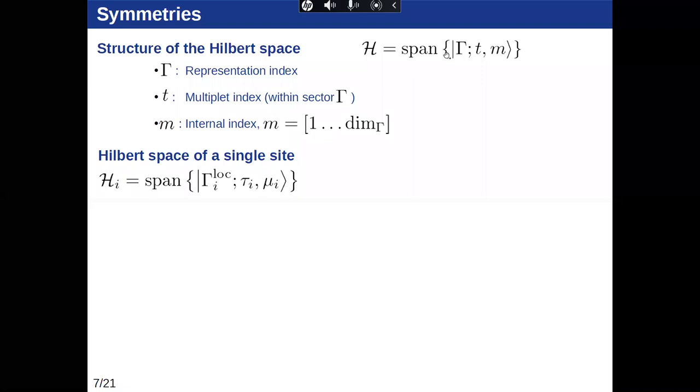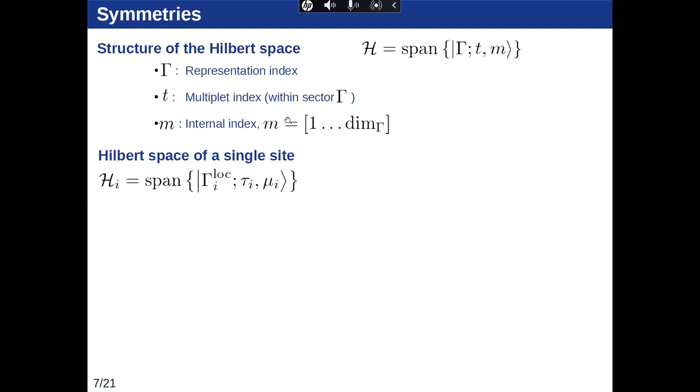In each sector, I have many multiplets. The index t labels the multiplets. And within a multiplet, I have internal states. This is the internal index, small m. It goes from one to the dimension of the representation. Of course, because we have locally generated symmetries, the local site can also be composed in the same way. So following the same way, I have the local representation index, a local multiplet index, and the local internal index for my sites.